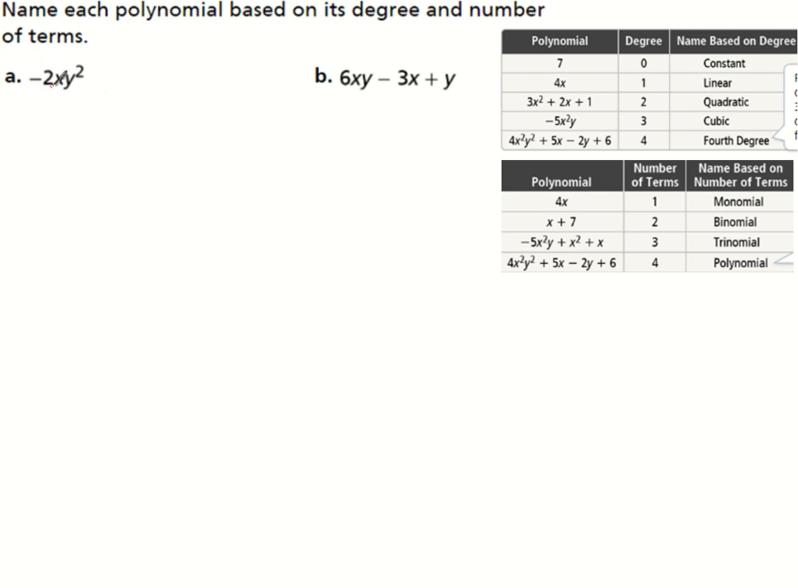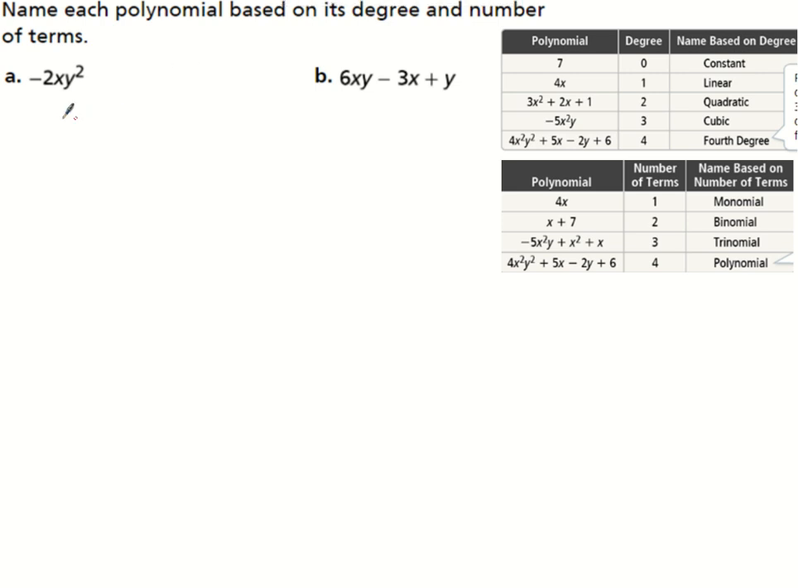Again, 3 things are being multiplied here. I'm multiplying negative 2 by x by y squared, and I also have an exponent. But this is still a monomial because it's one single term. There's no adding or subtracting anywhere. Now, we name these based on the degree of the polynomial or the monomial. So the degree of this monomial is found when I add the exponents for each of the terms.